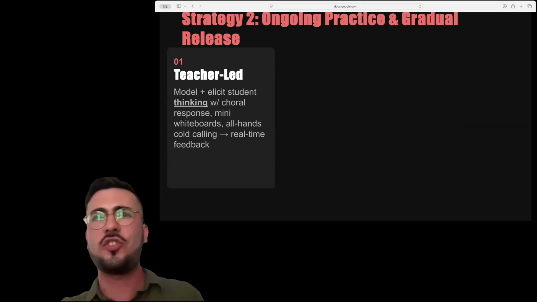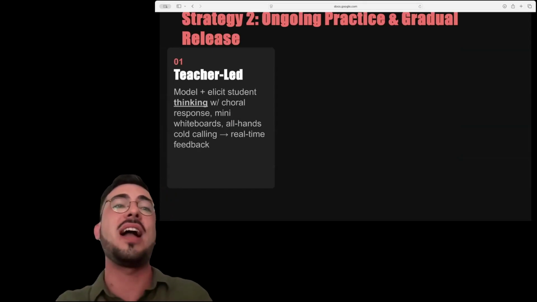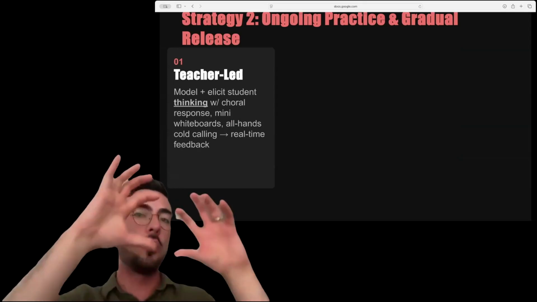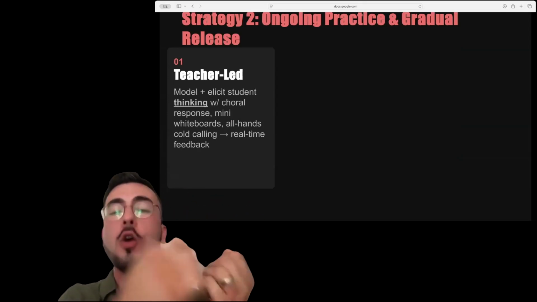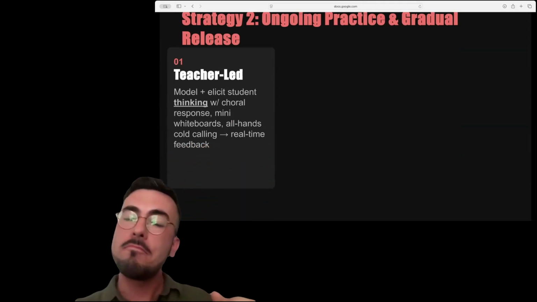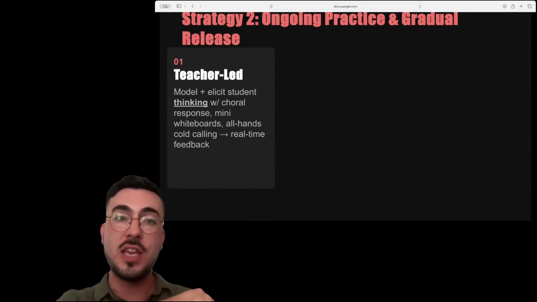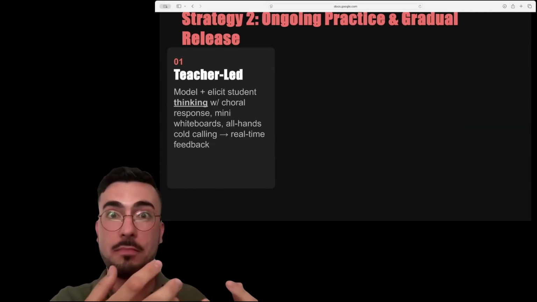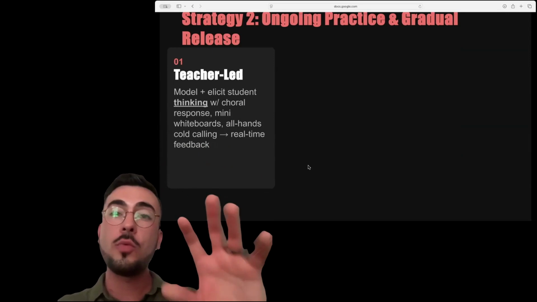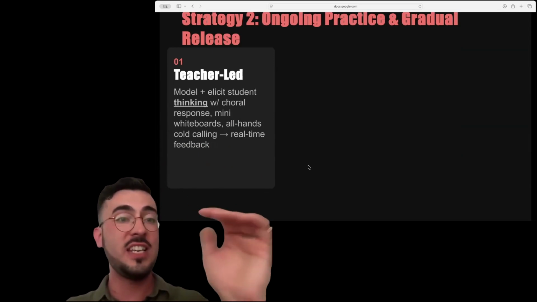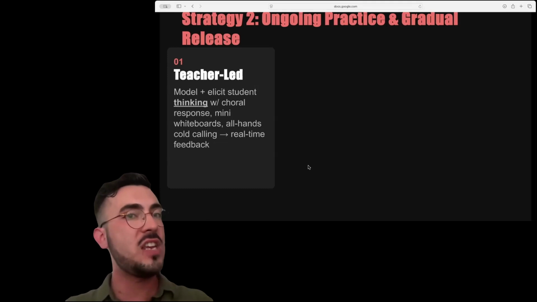So, the second strategy that you really want to focus on, or at least that I did, is ongoing practice and gradual release. So once students have acquired an understanding of the total schema, we can start to practice with it. And then maybe a couple weeks later, they've acquired an understanding of the difference schema. And then we can start looping that in as well. So, we're going to start with a gradual release of responsibility, teacher-led. You're going to model, you're going to elicit student thinking and give real-time feedback.